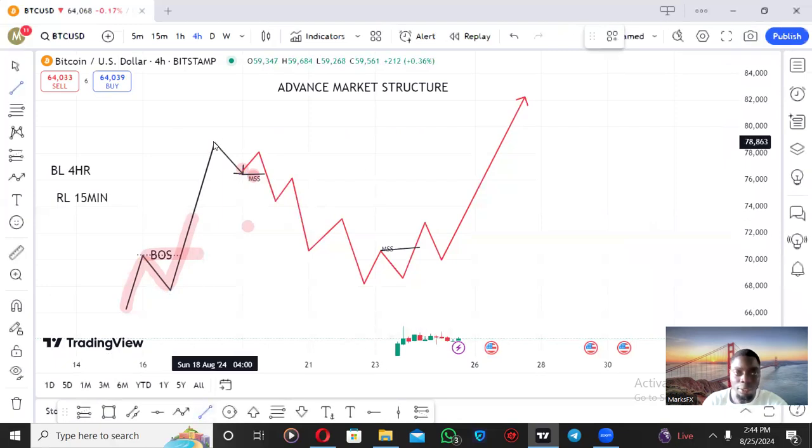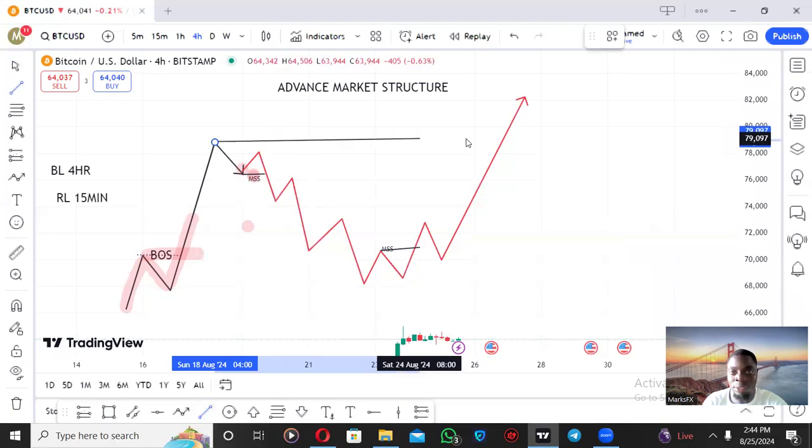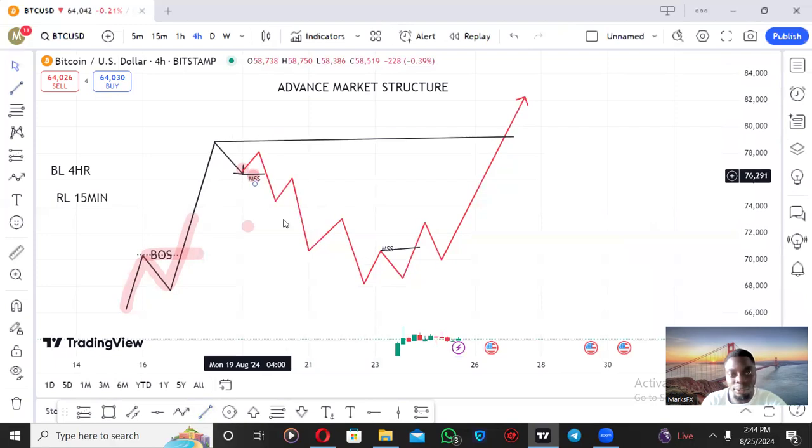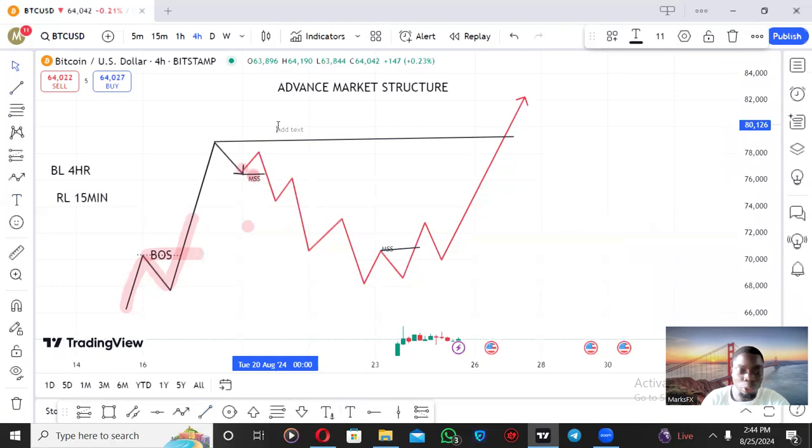This high, which price failed to take out before retracing, is called a swing point, or swing high, because it is high. If price takes out a swing high, we are bullish. But if price pushes from this side, fails to take out this swing high and starts coming down, we are bearish because it failed to do its job.